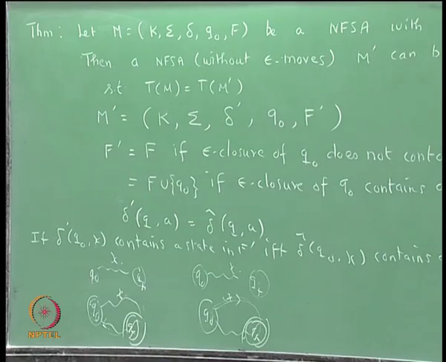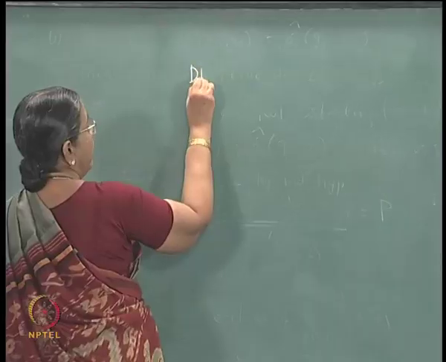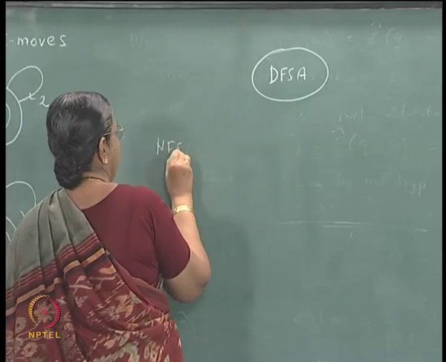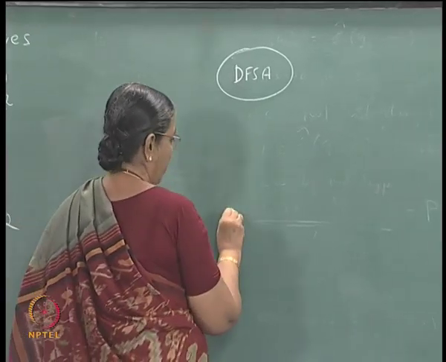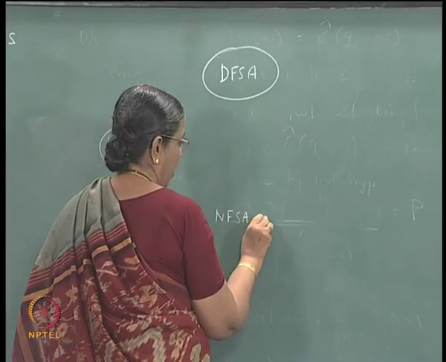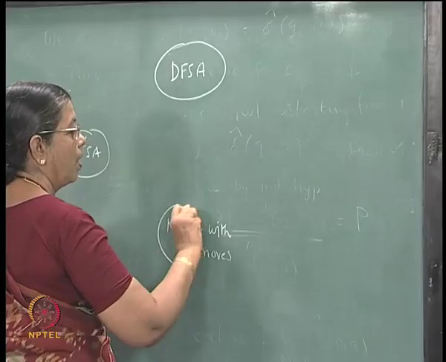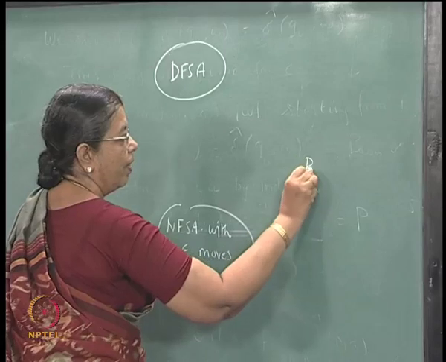So, we have followed the same construction here. In essence, we have proved 2 steps in the diagram which we have considered earlier. You have DFSA, and you have NFSA, and you have NFSA with epsilon moves, and you have regular expressions.